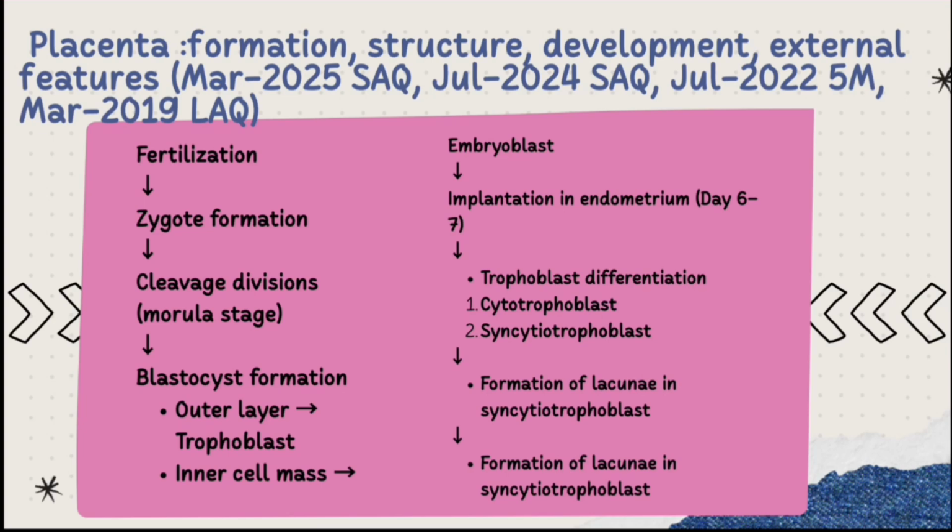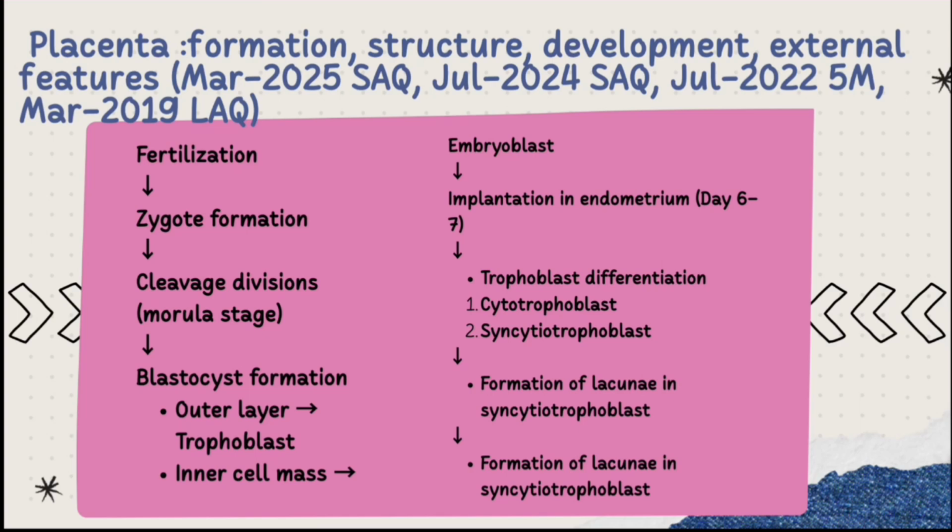So, what is decidua basalis? What is decidua first of all? It is the endometrium after the implantation. The endometrium after the implantation is called the decidua, and it has three parts: decidua basalis, decidua capsularis, and decidua parietalis. Here, the basalis contributes to the formation of the placenta.